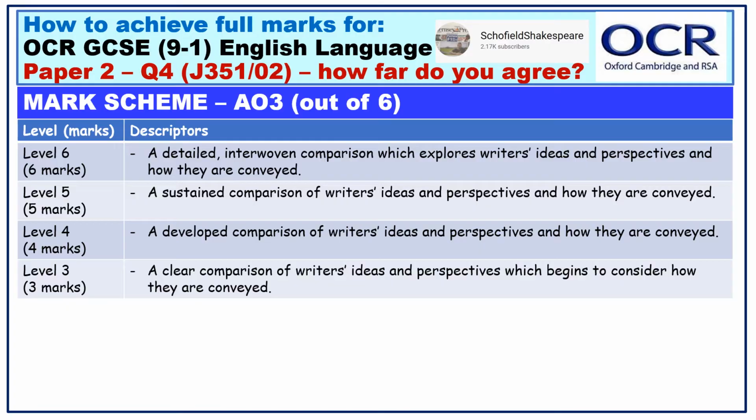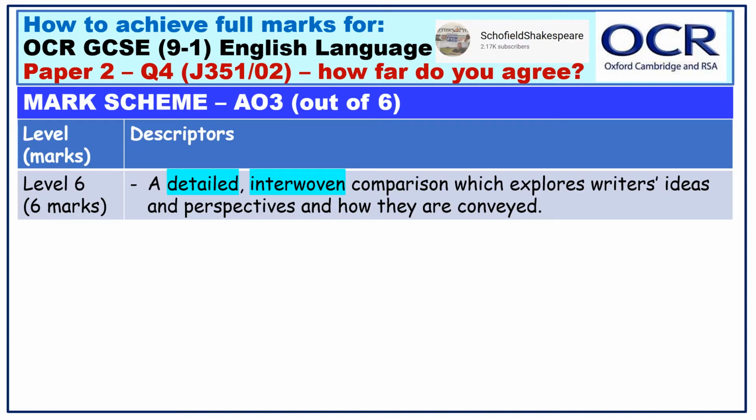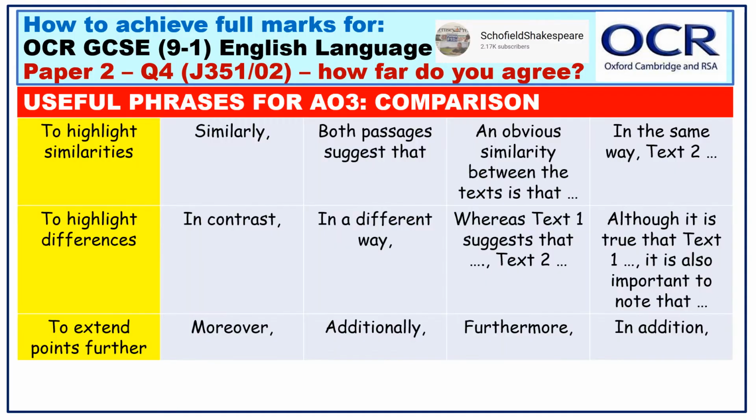And then AO3 out of 6 relates to your ability to compare the writer's ideas and perspectives across the two texts. At the top ends, your comparison needs to be detailed and interwoven. Thus, clearly, you will need to use plenty of these kinds of words and phrases. Press pause if you would like to copy this table down. The video will resume in 5 seconds' time.